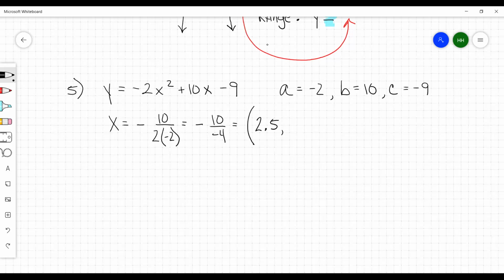So, yeah. No, A determines. If A is negative, you're going to have a maximum value because the graph goes down. If A is positive, you're going to have a minimum value because the graph goes up.